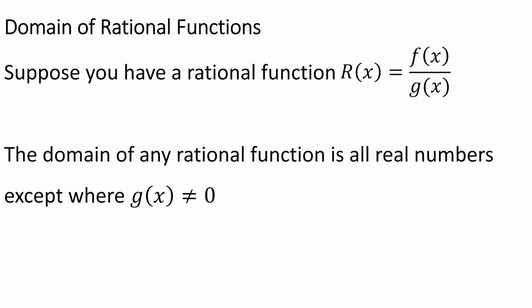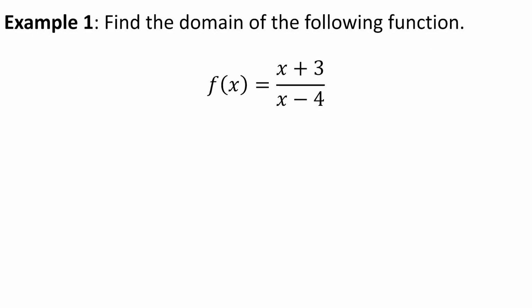Suppose you have a rational function r of x equals f of x over g of x. So basically, a rational function is a fraction of two polynomials. The domain of any rational function is all real numbers except where g of x equals 0. g of x cannot equal 0. So basically, it's saying that the denominator can't be 0 because the rule is you can't divide by 0.